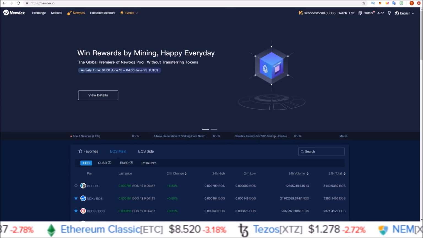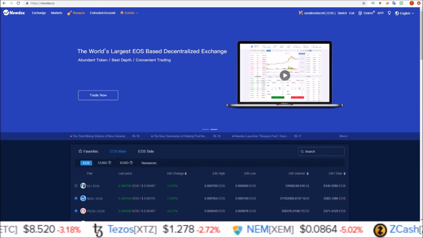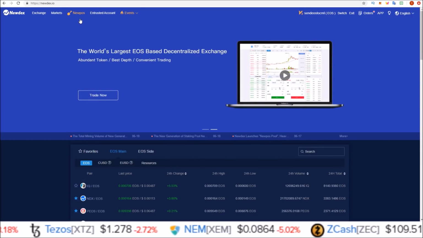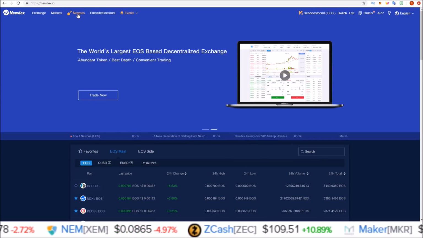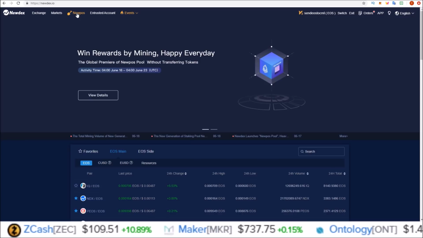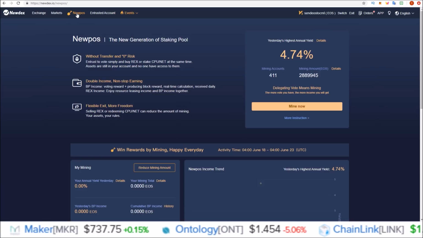What is it? How does it work? And is it vote buying? If you log on to the Newdex exchange today, you will see the new POS button at the top. Brand new button. When you click it, you come to the Newdex staking pool, or new POS.